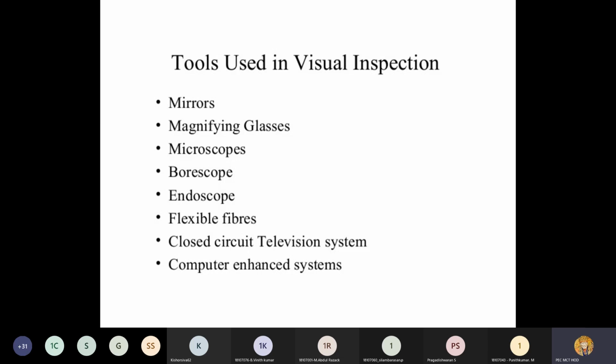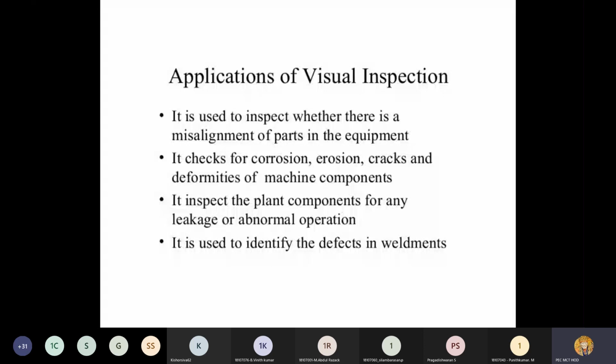So we saw some applications. Visual inspection technique is also used to inspect various components or parts in an equipment, whether they are misaligned or matched with each other. Misalignment of parts can be easily visualized by human inspectors. Likewise, it is also used for checking corrosion, erosion, cracks or deformities in machine components. So these are a few applications of visual inspection carried out by human beings in different industrial sectors.